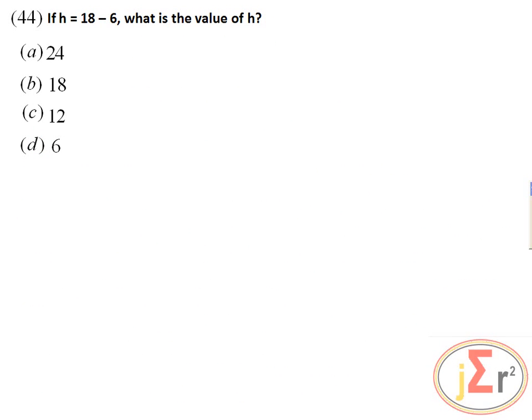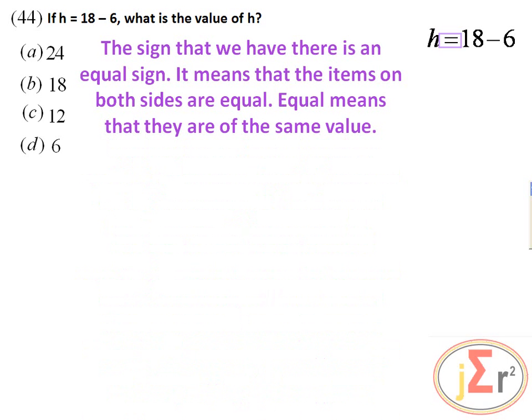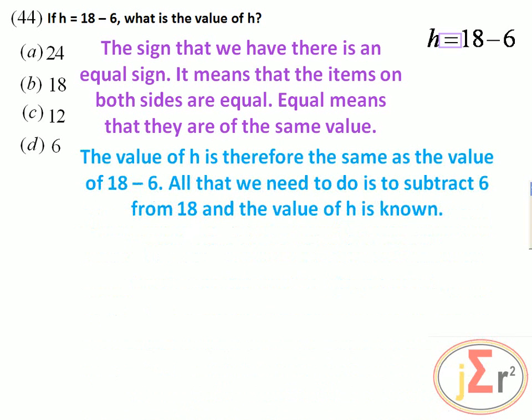If H is 18 minus 6, what is the value of H, Jerry? 12. So there we have H is equal to 18 minus 6. And Jerry was able to tell that it is 12. The sign that we have there is an equal sign. It means that the items on both sides are equal. Equal means that they have the same value. The value of H is therefore the same as the value of 18 minus 6. All that we need to do is to subtract 6 from 18, and the value of H is known. Right.